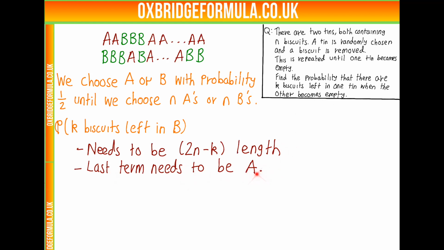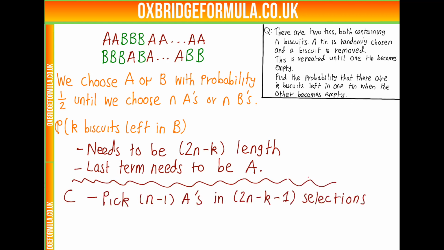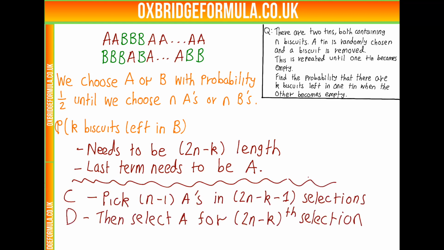Now we can reformulate this, because this is quite hard to work out. So another way to say this is come up with events C and D. Event C is that we pick n-1 A's in the first 2n minus K minus 1 selections of tins. So when we pick A or B, we need to pick n-1 A's, because that means when we make our 2n minus K selection, there'll still be biscuits in A and B, and there'll be exactly one biscuit left in A that we then have to pick. So if C and then D occur, we know that's exactly when there will be K biscuits left in B.